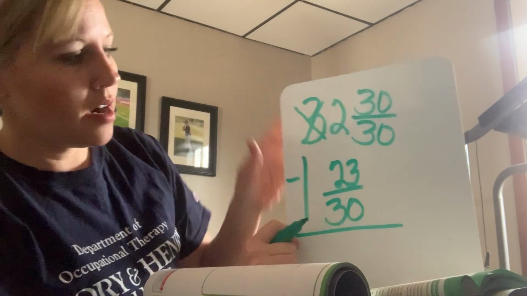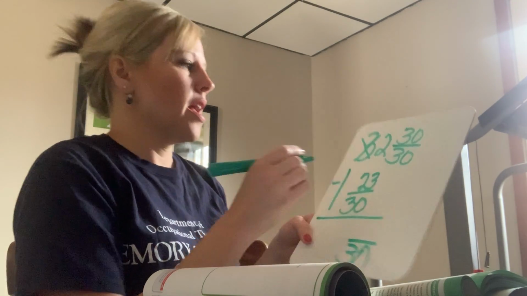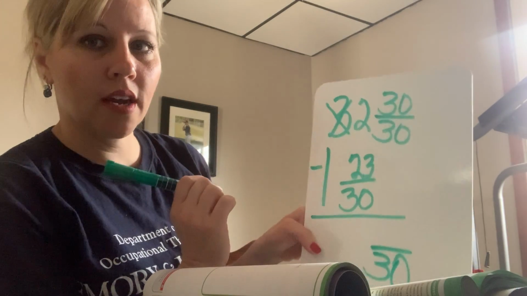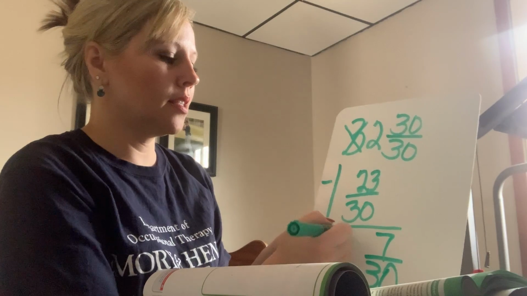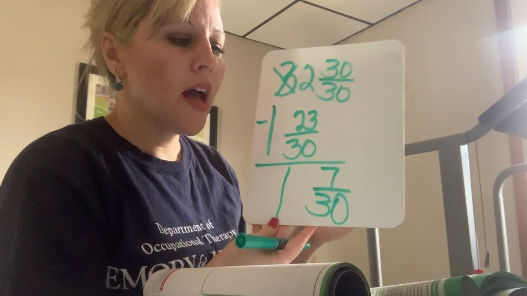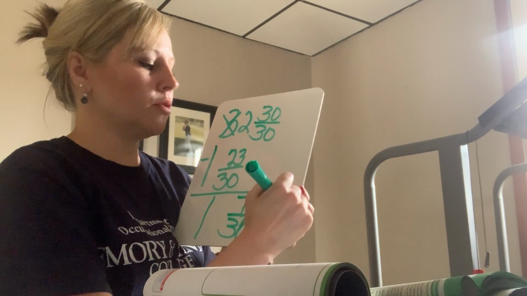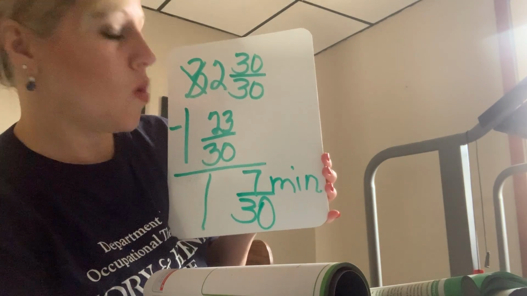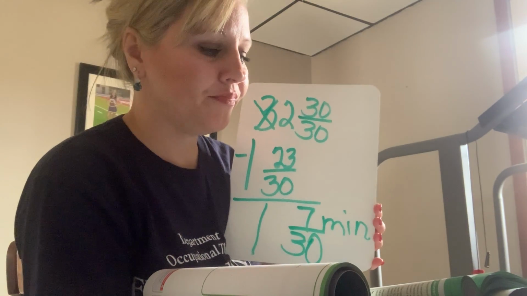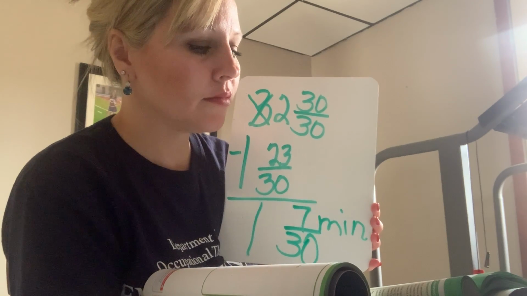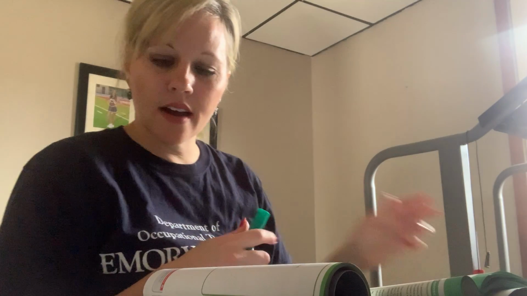Okay? All right, now we're going to subtract. Our 30 stays the same. And 30 minus 23 is 7. And 2 minus 1 is 1. So the third commercial was, and remember you have to label your story problem, 1 7/30 minutes long. Got it? All right, let's look at number 15 down at the bottom.